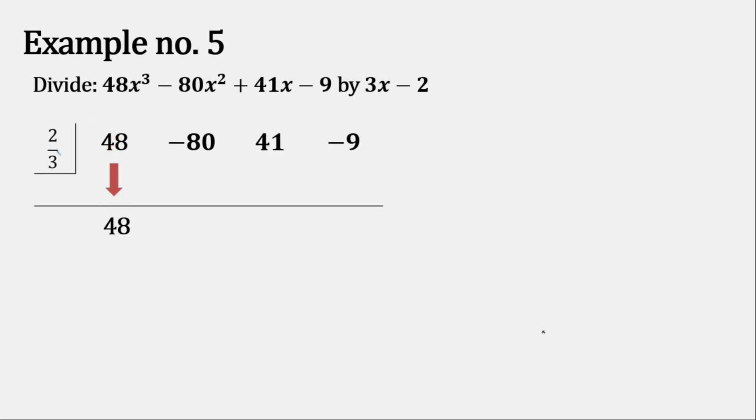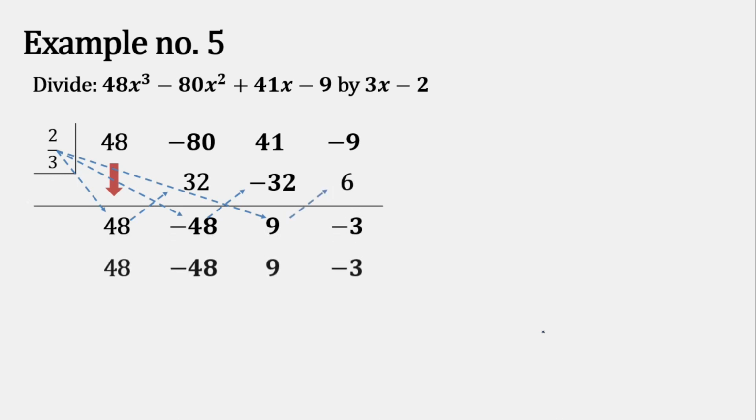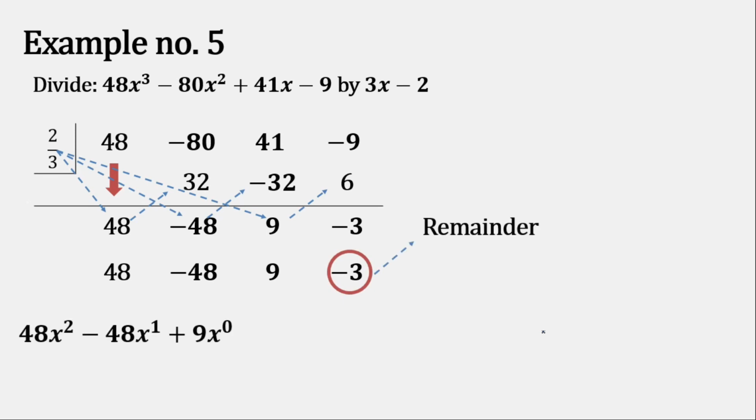Now let's just do the process. 2/3 times 48 is 32. Negative 80 plus 32 is negative 48 again. Times 2/3, that is negative 32. Combined, we have 9. 9 times 2 over 3, that is 6. Combined, that is negative 3. Negative 3 is our remainder. Remember that? So we have this as our answer. x raised to 0, x raised to 1, x raised to 2.